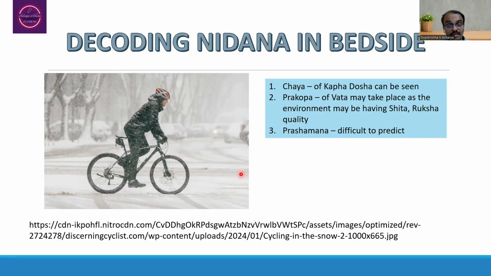The next set of the Abhyantara Hetu classification is Chaya, Prakopa and Prashama. So here Chaya of Kapha dosha may be observed, whereas the Prakopa of Vata dosha may be observed because the environment, that too a cold environment, will be having the Shita and Ruksha Guna. Whereas Prashamana, here it is difficult to predict in this particular extreme environment.